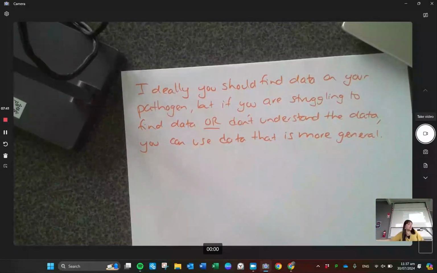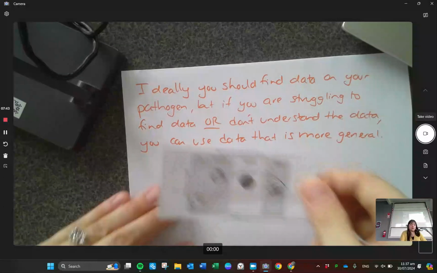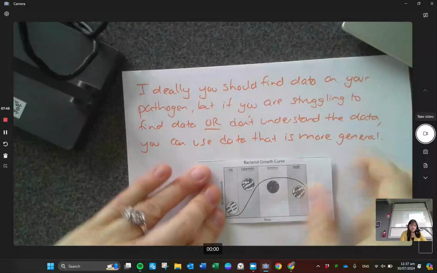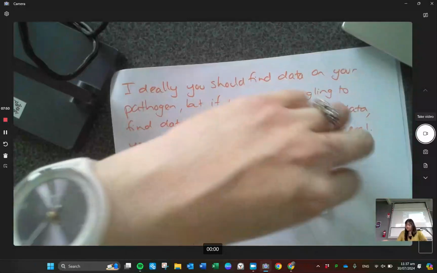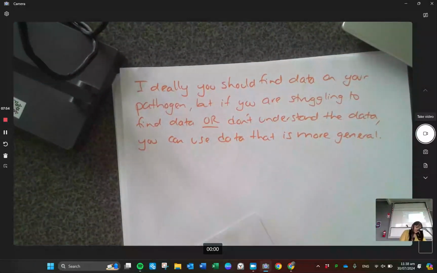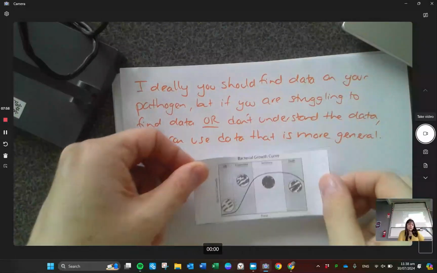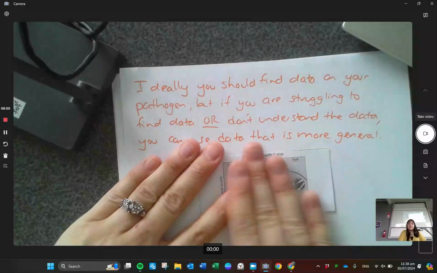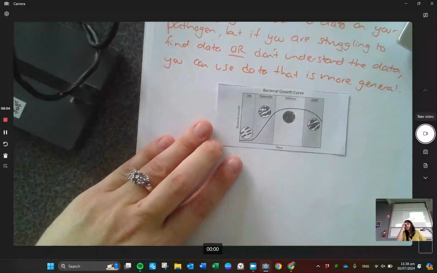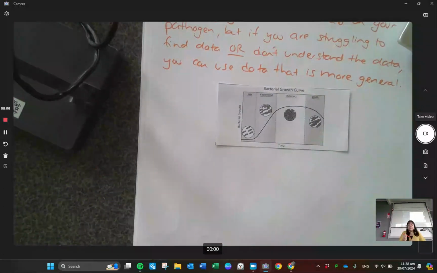You could also, like I said, include general data. So I have put some data here that is a bacteria growth curve. Ooh, I need more glue. I did not glue that well. So this here is data specifically for bacteria. Now, it's not specific to a type of bacteria, but you can use this again if you are doing a bacteria write-up.